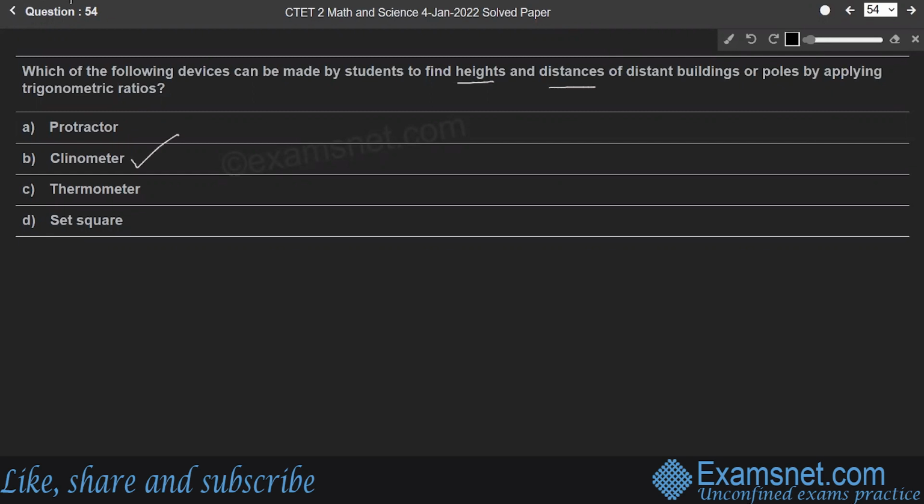So clinometer is referred to as an instrument used for measuring the angle of slope, elevation or inclination of an object. To measure angle of slope, elevation or inclination of an object.